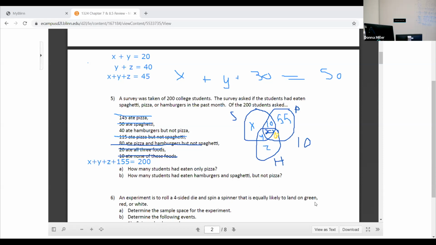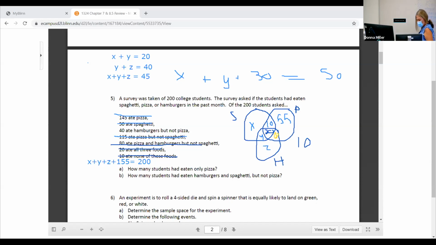And now it's just an open door. If x is 5, go up to this equation, right? I get x plus y is 20. So if this is 5, y is going to be 15, right? So y is 15. That means z. Y plus z is 40. So 15 plus z is 40. So if I subtract 40 minus 15, I get 25.